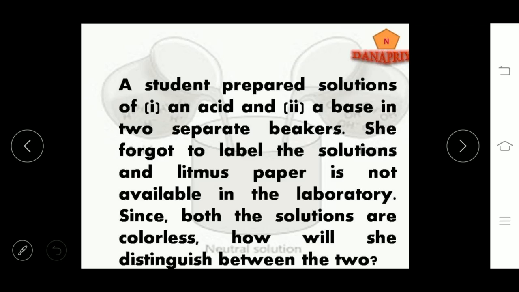The question given here is, in the laboratory, they have two colorless solutions in which they forgot to label the solution. There is no availability of litmus paper in the laboratory. Then how could you find whether the solution is acid or base? We can add phenolphthalein indicator, or by using pH paper we can find whether the solution is acid or base.